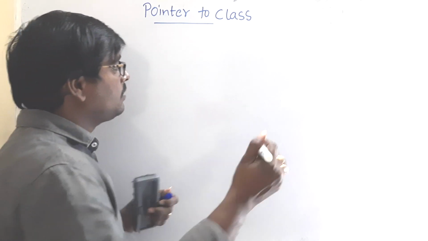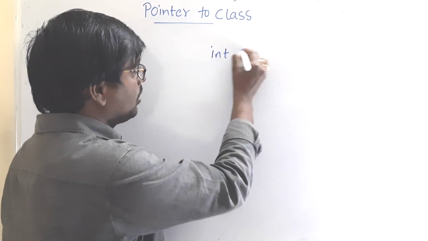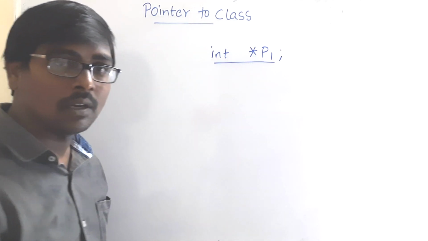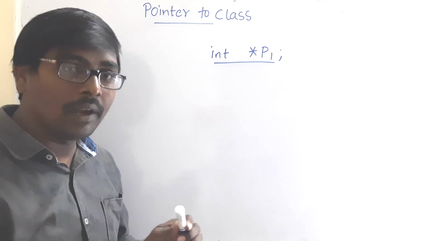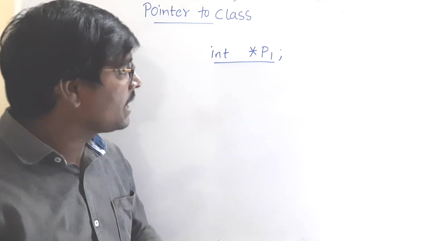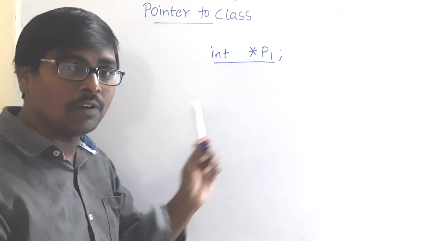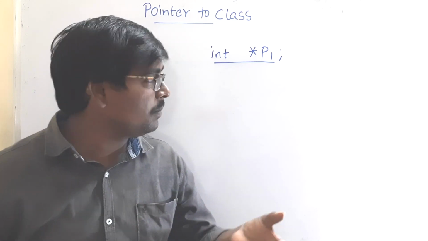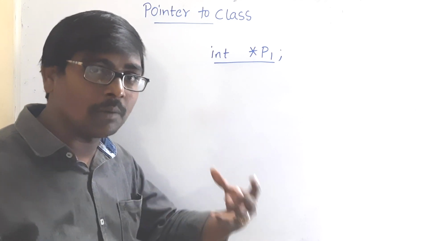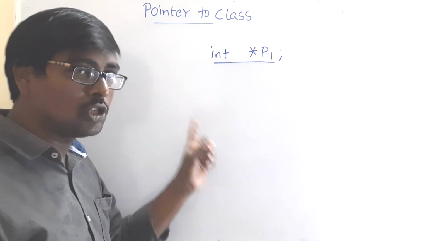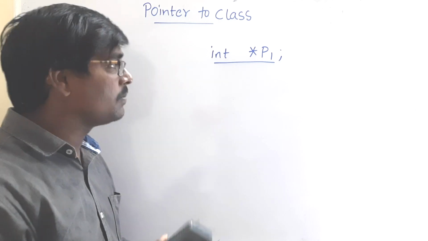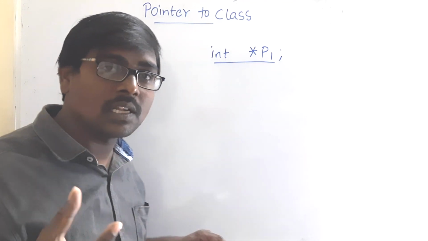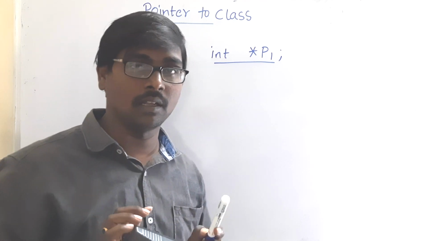Welcome to the concept of pointer to class. Before going to the concept, first I will explain int *p1. What is the meaning of this one? p1 is a pointer which holds an address of an integer variable only. That means the pointer data type and the data type of the variable whose address it stores must be the same. Suppose p1 stores the address of a float variable, that is illegal.